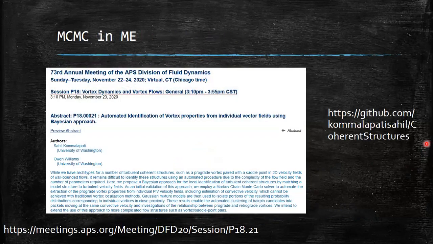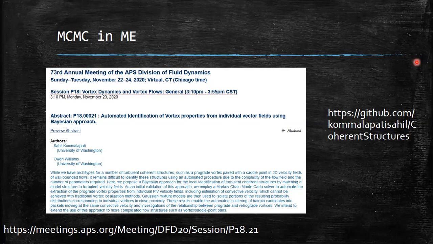Okay, so let's look at a few examples of where MCMC is used in mechanical engineering. I've been using Bayesian inference for the past year and a half, and it's working really well. If any of you are in fluids, this was our latest talk at APS, where we presented an approach for identifying vortex properties using Bayesian inference. We were trying to identify hairpin vortex structures from boundary layer flows.